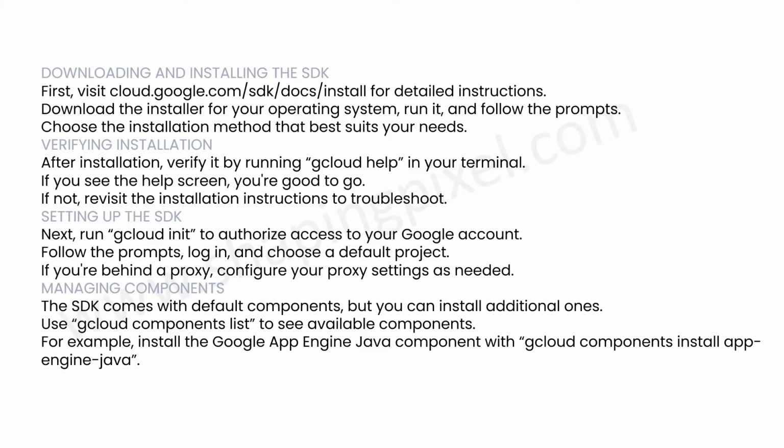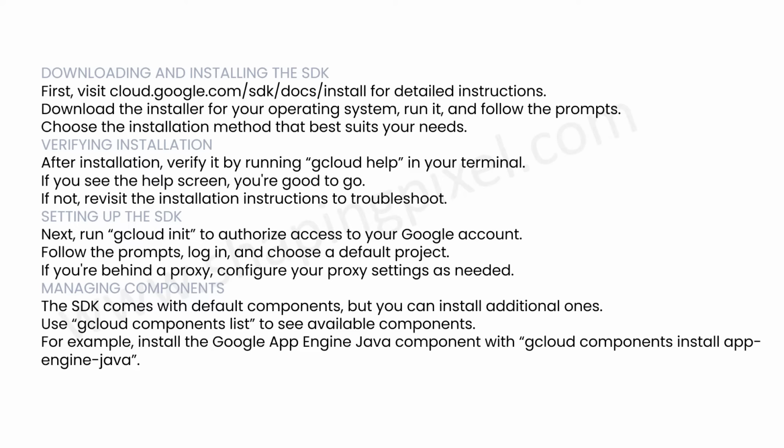Installing the Google Cloud SDK on your machine can be more convenient than using the integrated Cloud Shell. Let's walk through the process of downloading, installing, and setting up the SDK. First, visit cloud.google.com/sdk/docs/install for detailed instructions. Download the installer for your operating system, run it, and follow the prompts. Choose the installation method that best suits your needs.